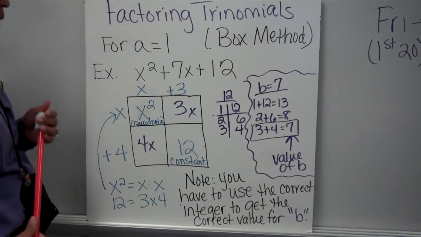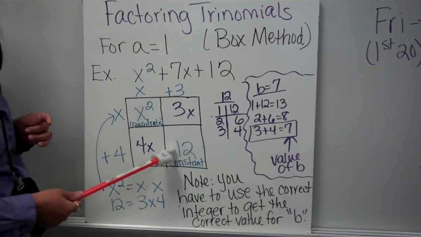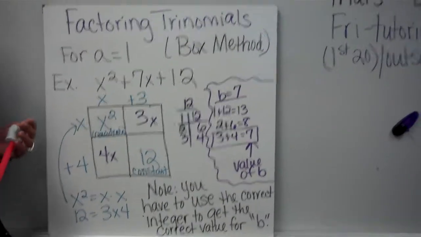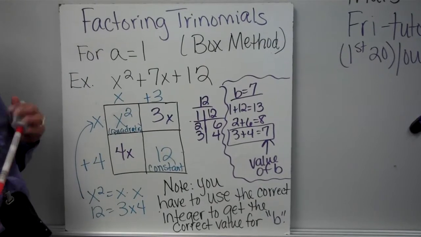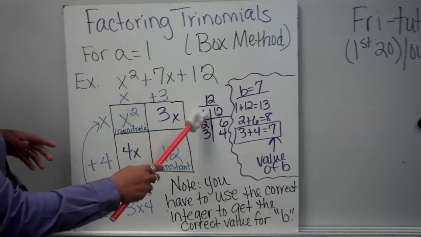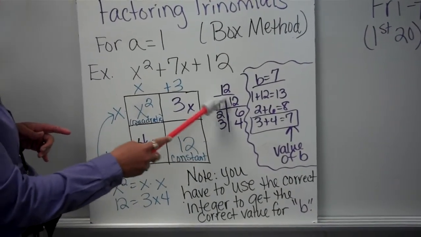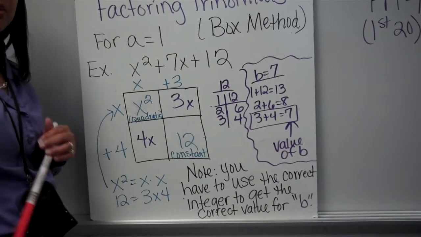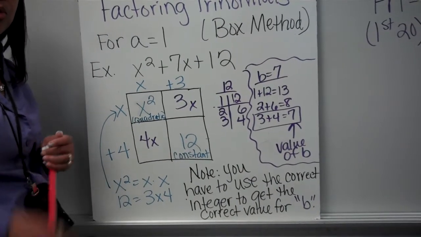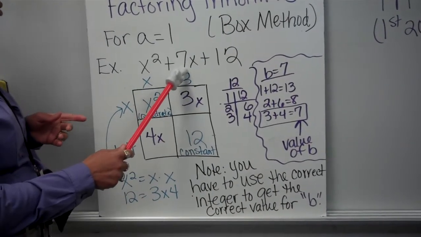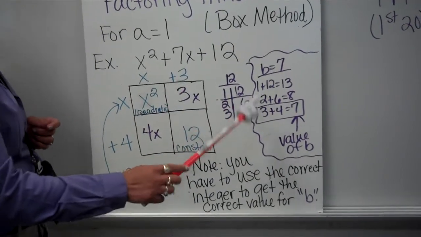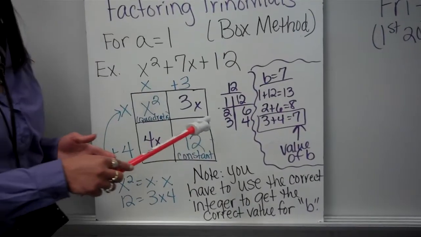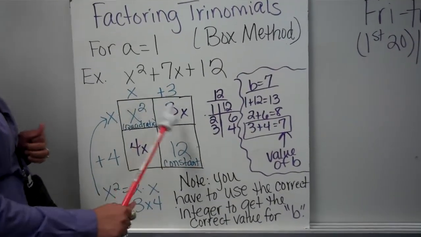From there, I multiply the value of a times the value of the constant. A, in this case, would be 1, because there's no coefficient in front of the x squared, which automatically defaults to 1. So 1 times 12 makes 12. I listed my factors of 12: 1 and 12, 2 and 6, 3 and 4. I'm trying to pick out the 2 factors whose sum will also give me the value of b, which is 7. Because 3 plus 4 makes 7, I went with the factors 3 and 4 to use in my box.